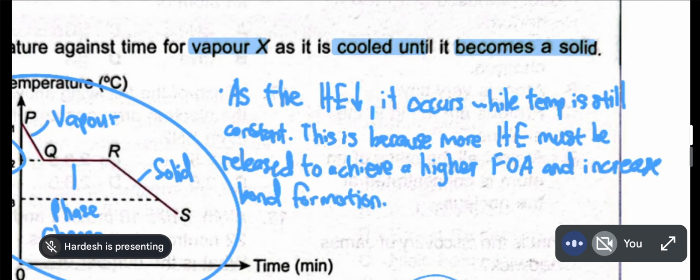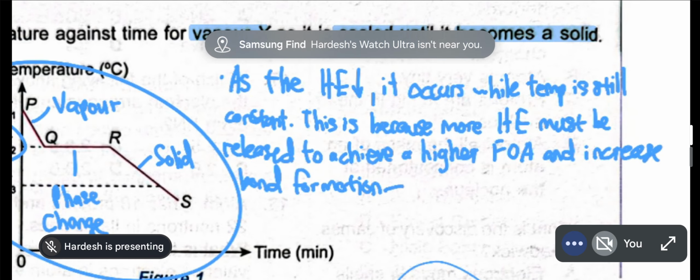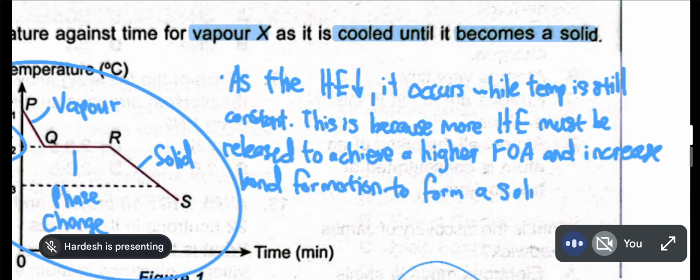Means what? Means the amount of heat energy is going down while the temperature remains the same, still constant. This is because you need to keep releasing the heat. Even though the temperature is the same, actually heat is still being released. Heat energy is still being released, and it must be released. Why? So that you can achieve a higher force of attraction and increase bond formation, to form a solid.